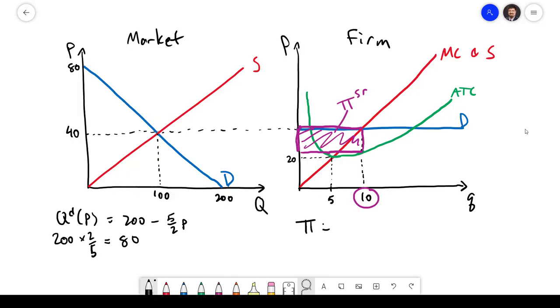If profit equals quantity times price minus average total cost, the only way to make this thing zero is if price is equal to average total cost. And since price is also equal to marginal cost when firms are maximizing profit, the long-run equilibrium price will be at the point where marginal cost equals average total cost. In our example, that happens right here at 20. The minimum point of the average total cost is the long-run price.